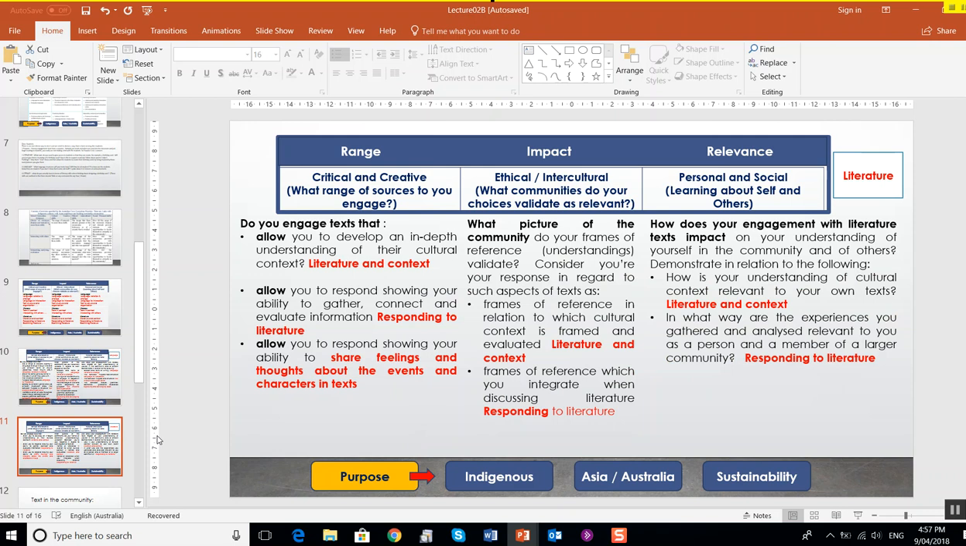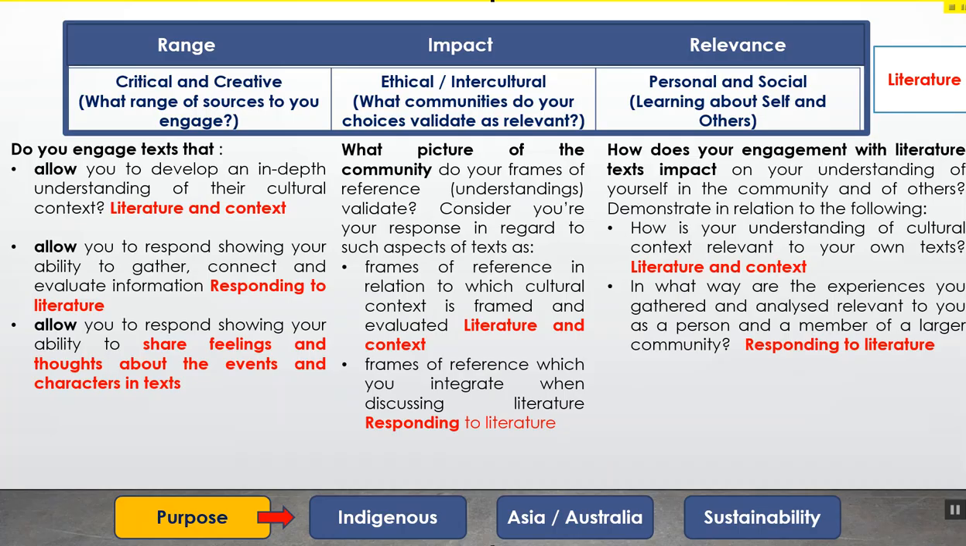And then you can go to literacy, or whatever the literature is. So first you were looking at the language structure, and now you look at literature and context. How is your understanding of cultural context? So I'm just first looking at the personal and social.